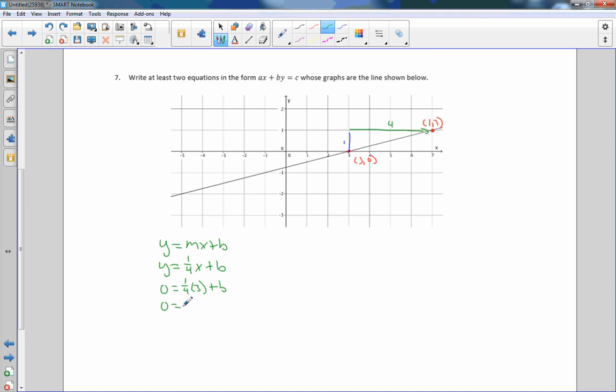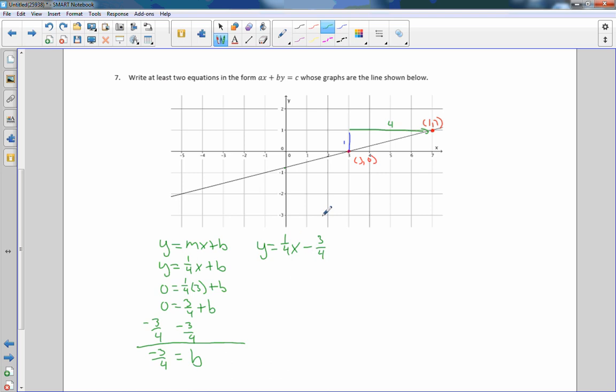So I get 0 equals 3/4 plus b. I want b by itself, so I subtract 3/4 from both sides, and I get 0 minus 3/4 is negative 3/4. Negative, or 3/4 minus 3/4 is 0, and therefore that is my b. So my equation now is y equals my m, which is 1/4 x minus 3/4, my b. So it's a negative 3/4. So that's the point 0, comma, negative 3/4.